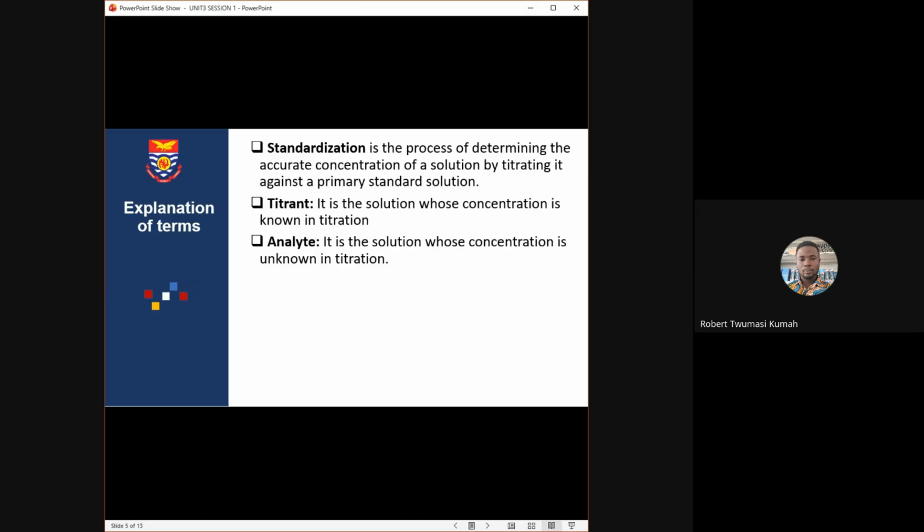But the acid is not restricted to the burette. The base is not restricted to the conical flask. It could be any way. But the titrant is always the one whose concentration is known, and the analyte is the one whose concentration is unknown. Yes, George.